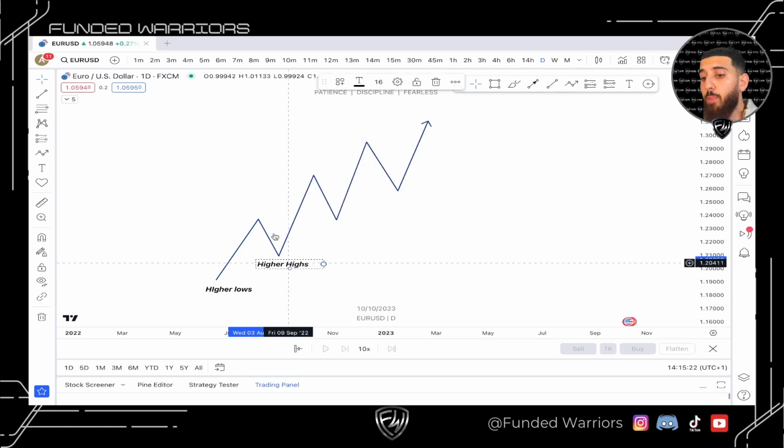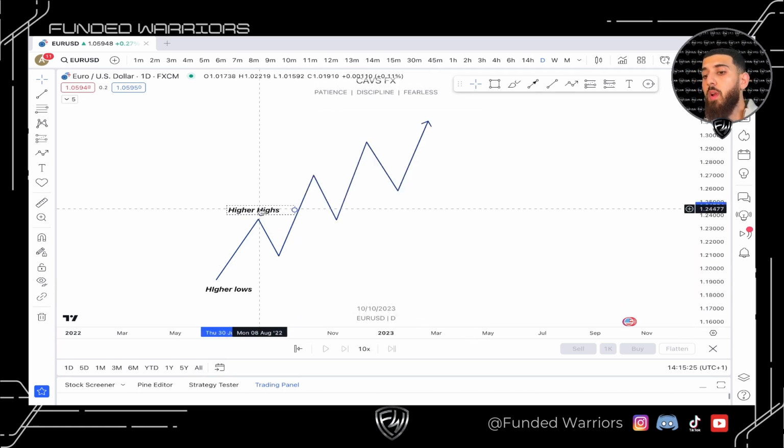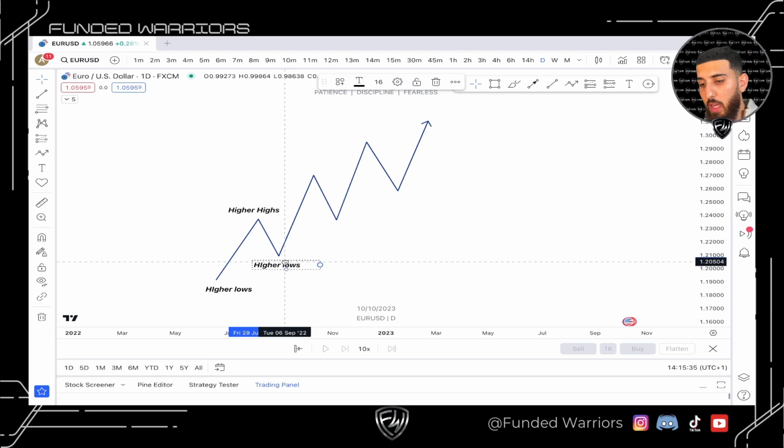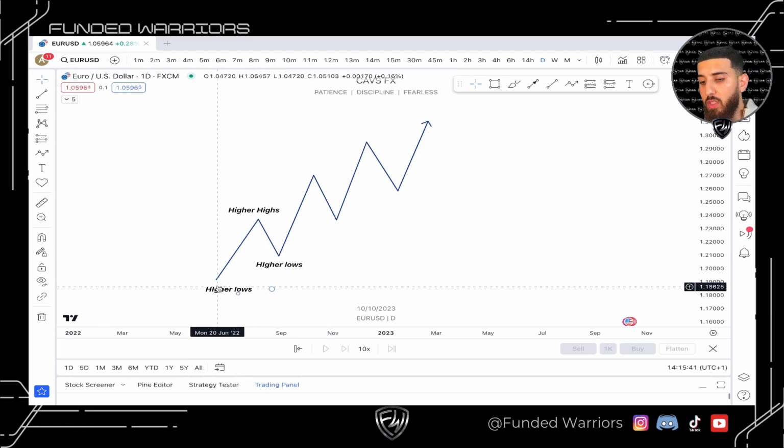Alright, so in a bullish trend, what does price do? Price creates higher lows and higher highs. Right, so we've got a low here and then price pushes up to create a higher high. Okay, then what does price do? It pushes down to create a higher low. Why is it a higher low? Because you see this low is higher than this low. Does that make sense?